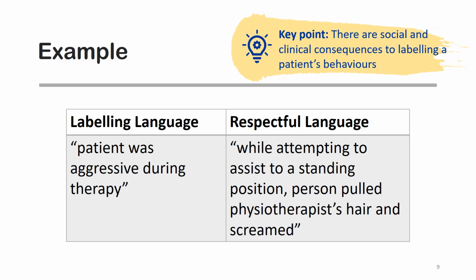In the left column, we are labeling this patient as aggressive and not providing specific and objective context. In the right column, we are describing what happened in a specific and objective way. We avoid attaching a label, provide a clear description, and help guide our team to seek a better understanding of the behavior. For example, is the person in pain? Do they feel off balance? Or are they frightened when we try to stand them?